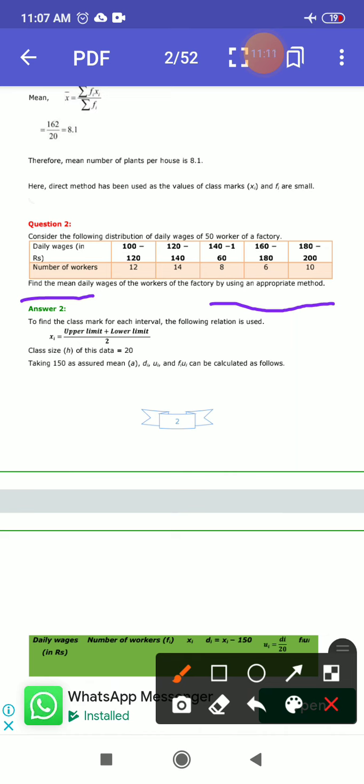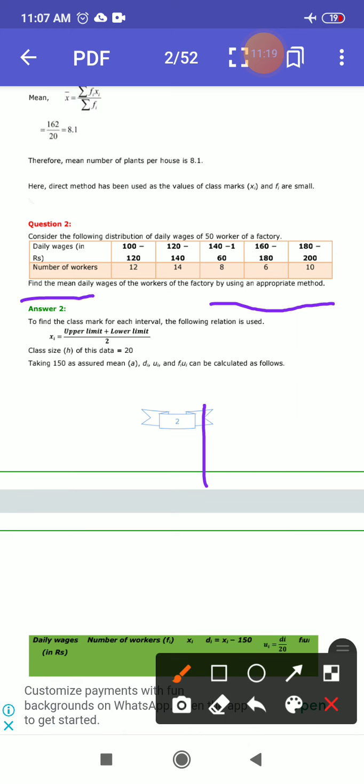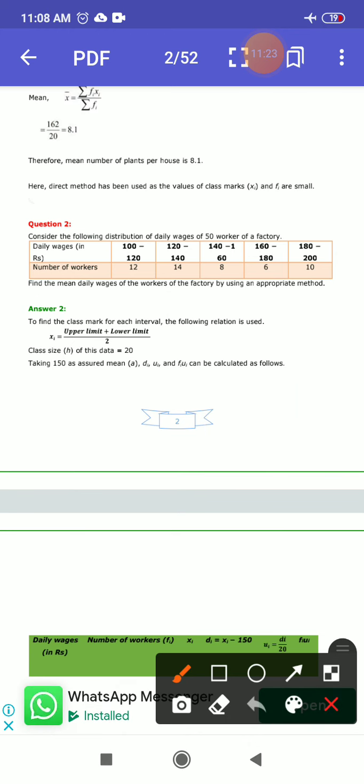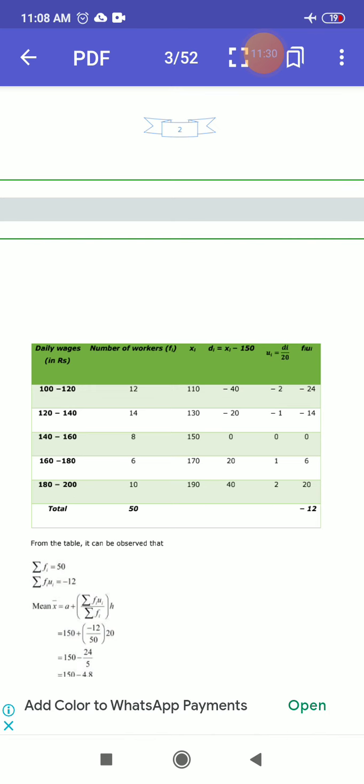जो भी मेथड आप अच्छा जानते हैं वो मेथड आप यूज़ करके इसको कैलकुलेट कर सकते हैं। तो जैसा कि आप सबको पता है कि मैंने आपको डायरेक्ट मेथड अभी बताया, तो this is called a direct method. Now we have to discuss about the assumed method. Okay, so we have to discuss this question with the help of assumed method.